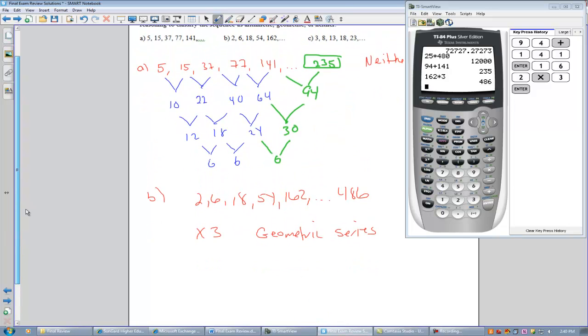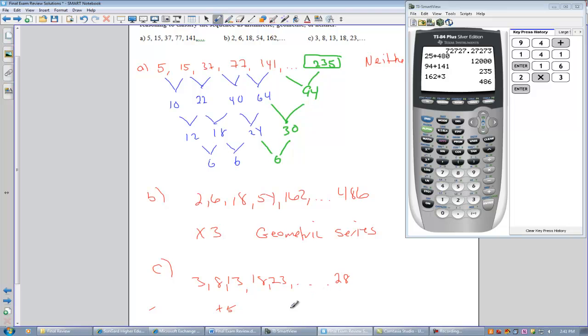On part C, we have 3, 8, 13, 18, 23. And on this one, I'm guessing this is arithmetic. So if it's arithmetic, I'm adding, and it looks like I'm adding 5 each time, right? If I add 5 to 3, I get to 8. Add 5, I get to 13. Add 5, 18. Add 5, 23. So add 5 to 23, and I get to 28. So next term, I'm using my inductive reasoning skills, going from the specific examples given here to conclude the next term is 28.